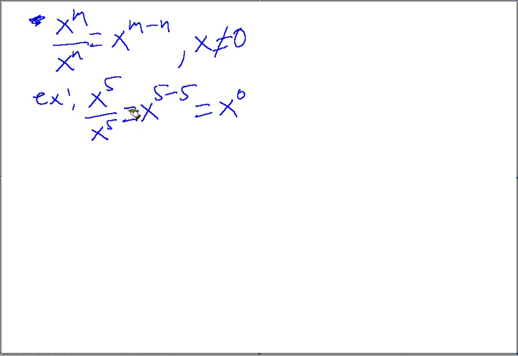We're assuming x is a non-zero number. All right? So let's go ahead and look at it. So x to the 5th over x to the 5th, 5 minus 5, right? Subtracting the exponents, we get x to the 0 power.